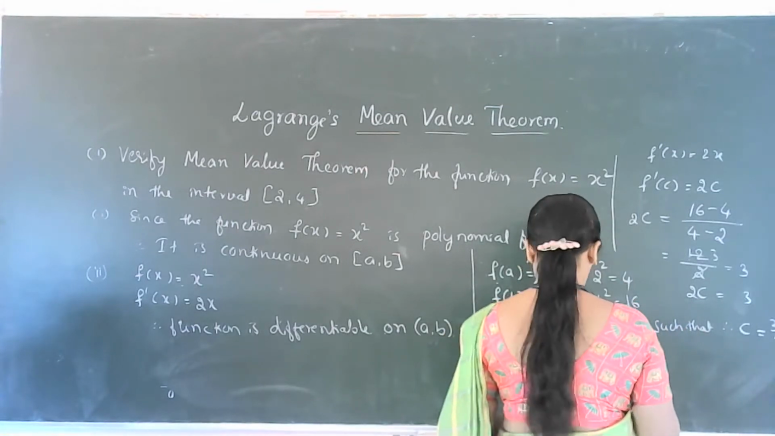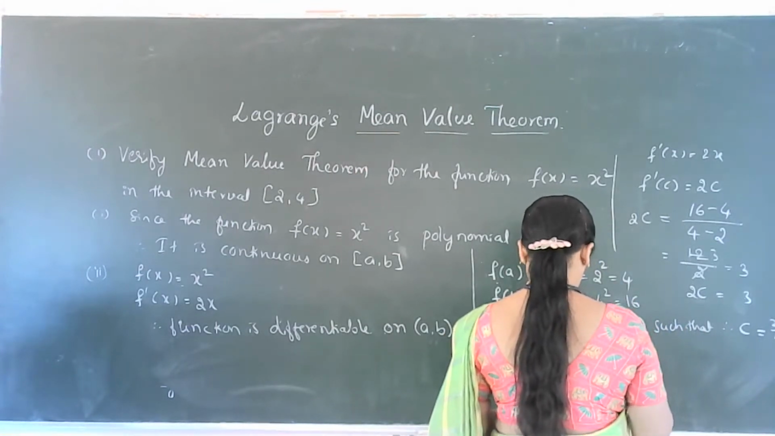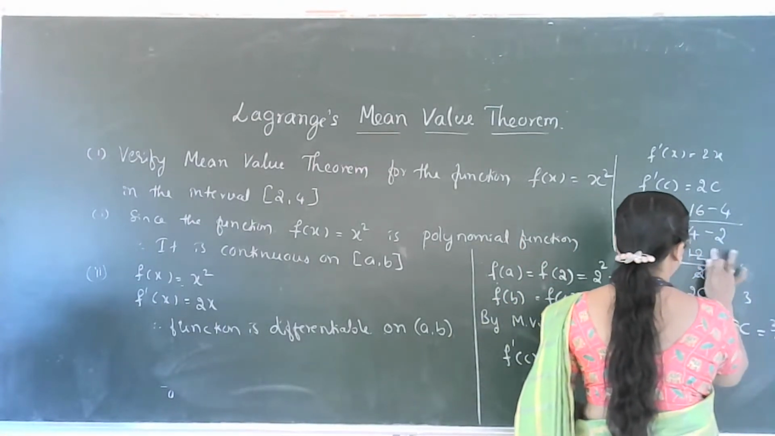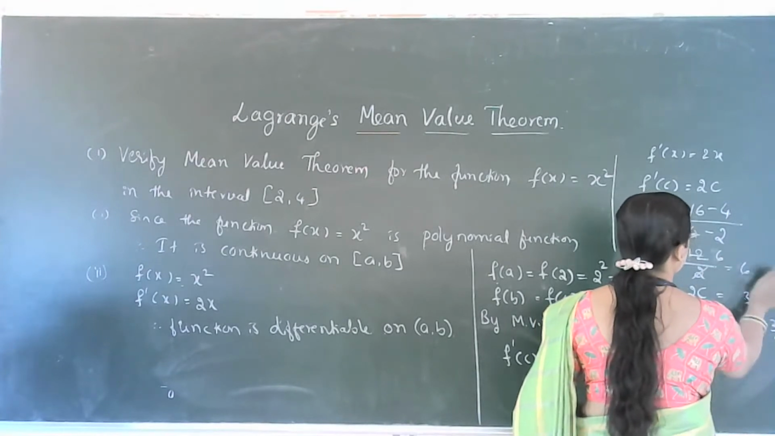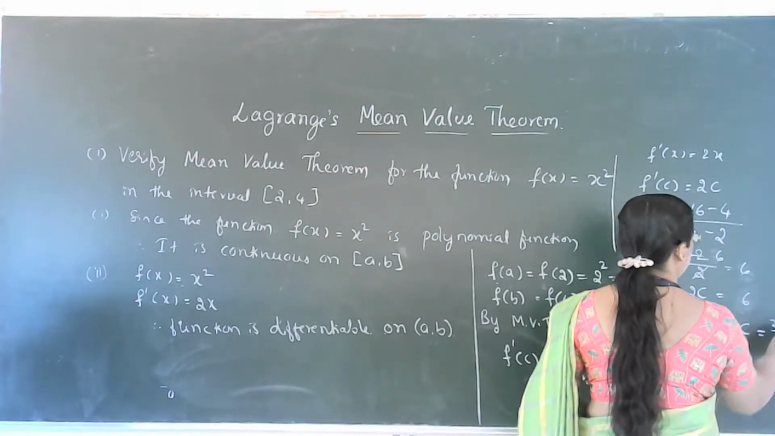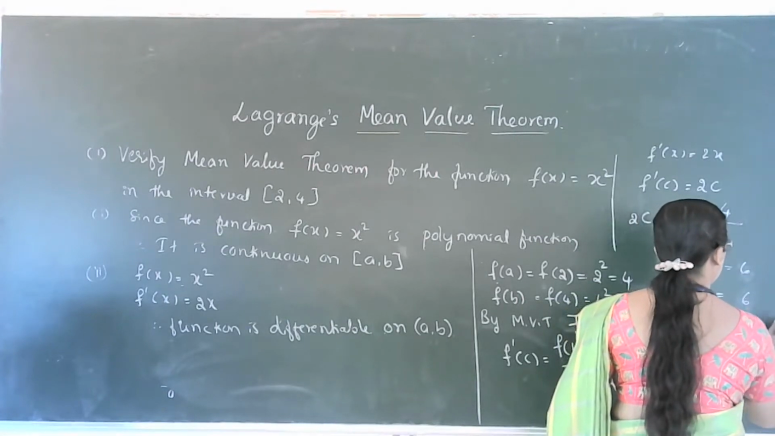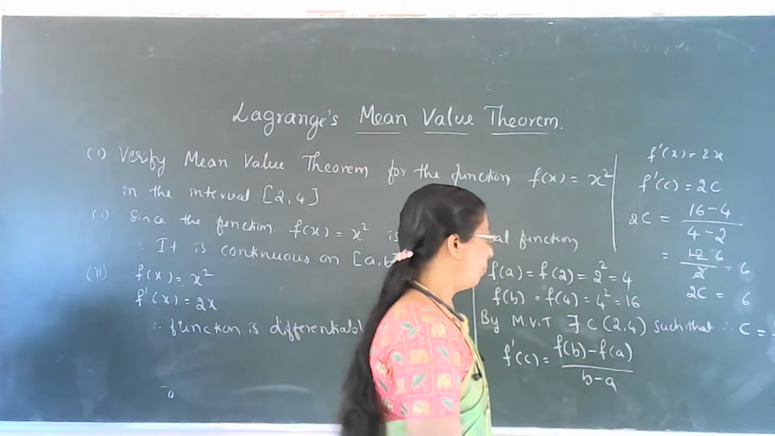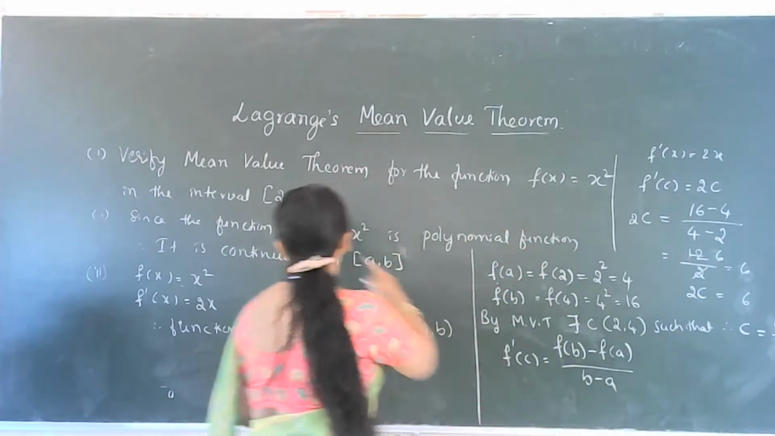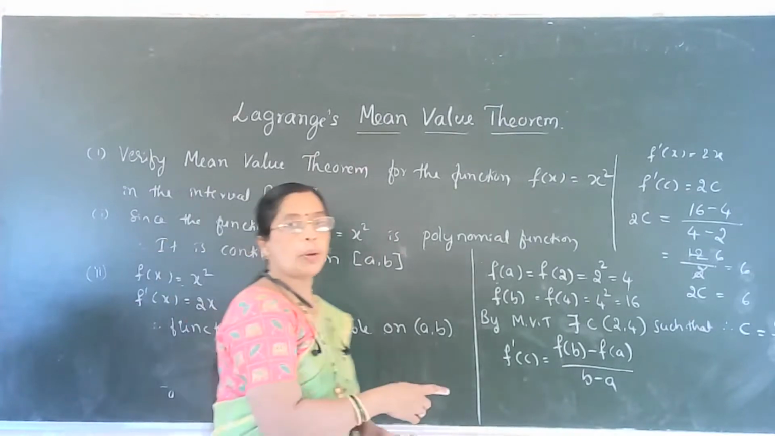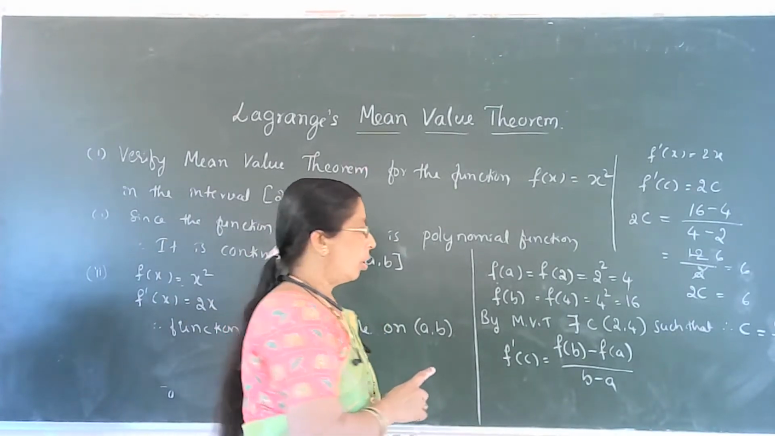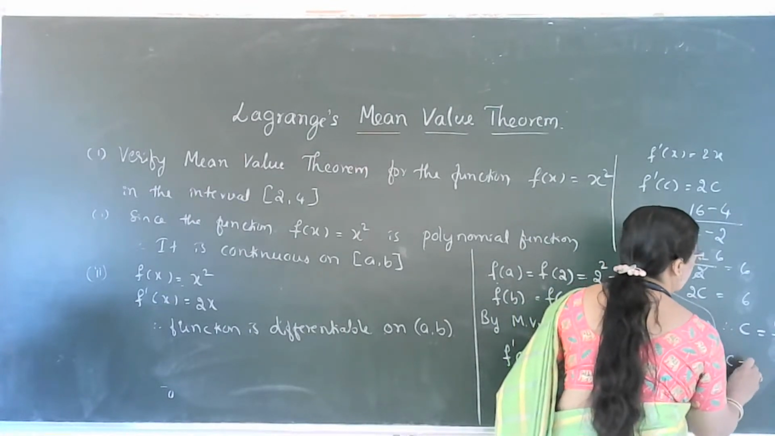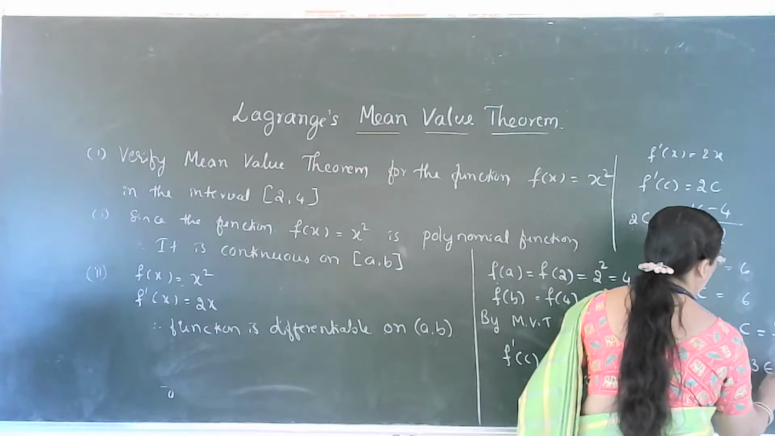6 by 2, which is equal to 3, should belong to this open interval (2, 4). If we had 1.5, it does not belong to (2, 4). Therefore, I conclude that this is the right answer: c is equal to 3.